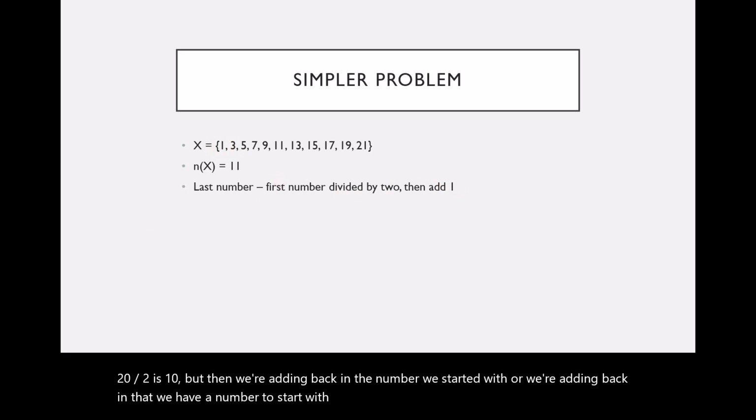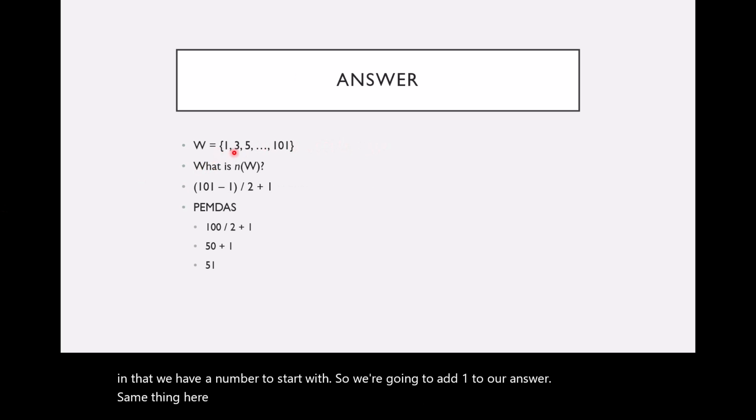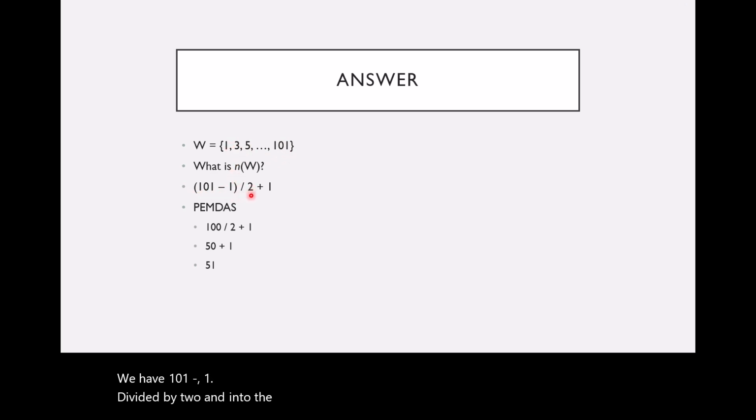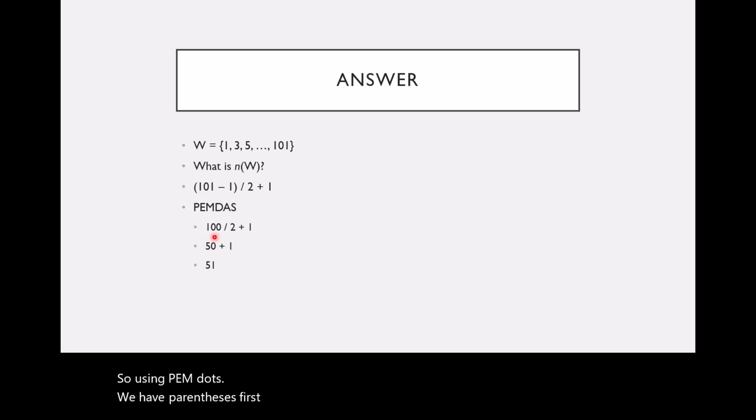So we're going to add 1 to our answer. Same thing here, for n of w, from 1 to 101 counting by 2's. We have 101 minus 1 divided by 2, and then to that quotient, add 1. So using PEMDAS, we have parentheses first, 101 minus 1 is 100. We have division second, 100 divided by 2 is 50.